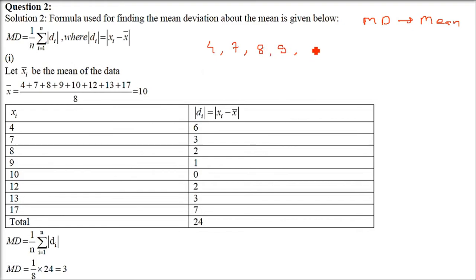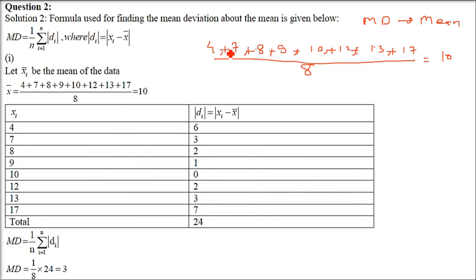4, 7, 8, 9, 10, 12, 13, 17. These are the numbers being given. So what you have to do, you just have to add them, all of them, and divide by the number of elements. How many numbers are there? 1, 2, 3, 4, 5, 6, 7, 8. 8 numbers are there. So if you add the numerator, it will be 80.